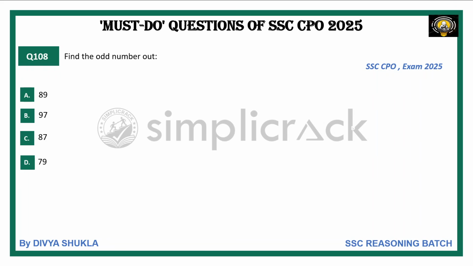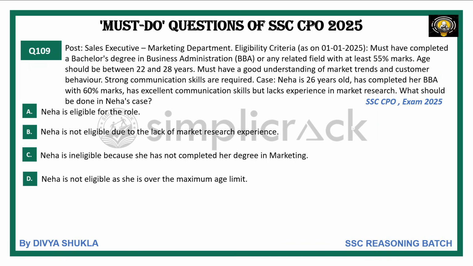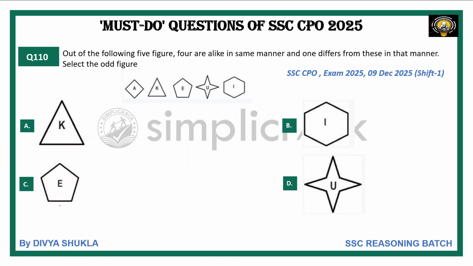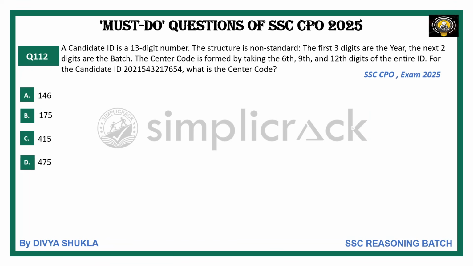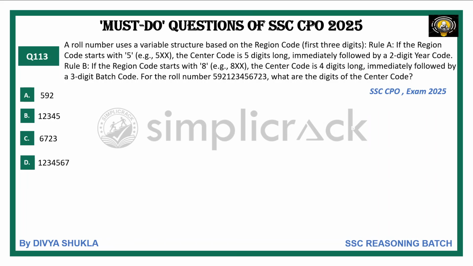However, it is a very very easy question. Question number 109, another question for you guys, this is a question of candidate selection. Question number 110, this is a question of odd one out, or figure classification. Question number 111, this is a question of statement argument. This is a question of address matching. This is again a question of address matching, or center code, sorry, not address matching. Okay, so this is the last question of the homework. So you can just pause these videos, try these questions, and mention the answer in the comment box.